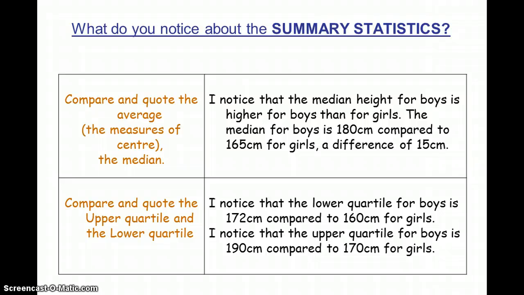Here's another classic. I noticed the lower quartile for boys is 172 compared to 160 for girls. I noticed that the upper quartile for boys is 190 compared to 170 for girls. Actually, I think that one's only okay. It didn't really say, it just stated the values. It didn't actually say which was bigger, did it? Central tendency, spread, or shape? Spread. Could be spread or central tendency actually, but it is showing me how far spread the data is and comparing them. So a small tick there, and I'll be looking elsewhere for further evidence.